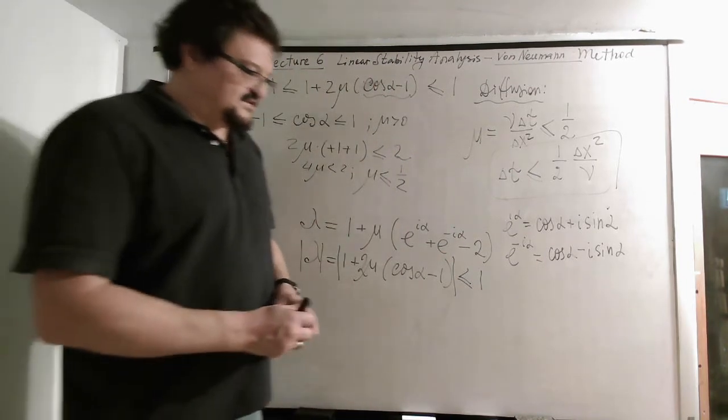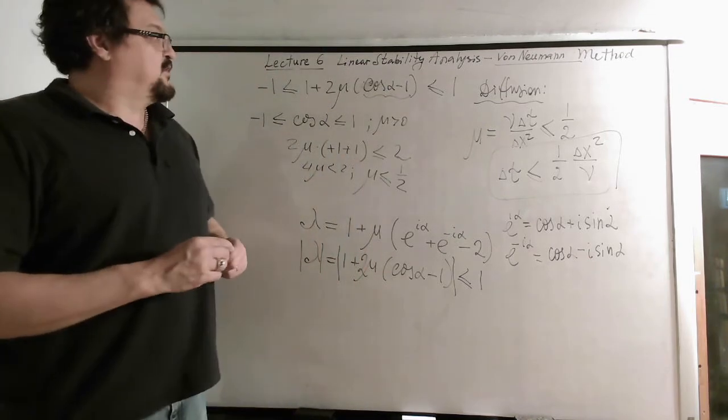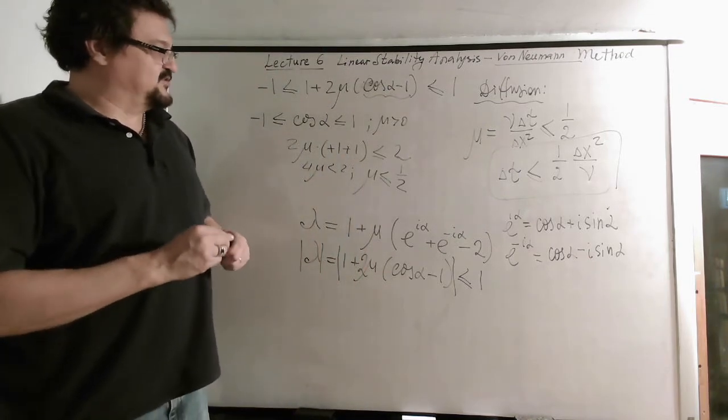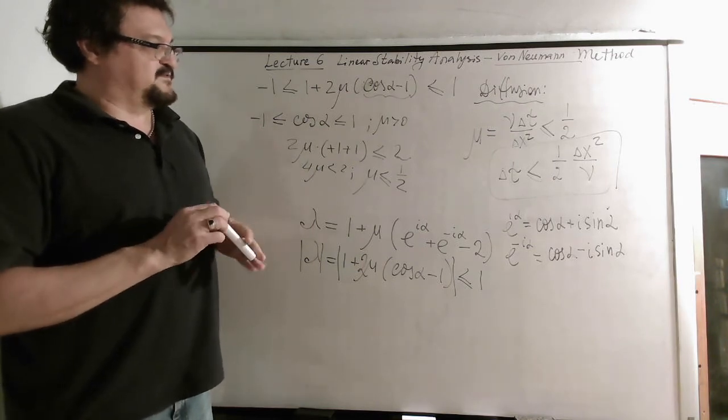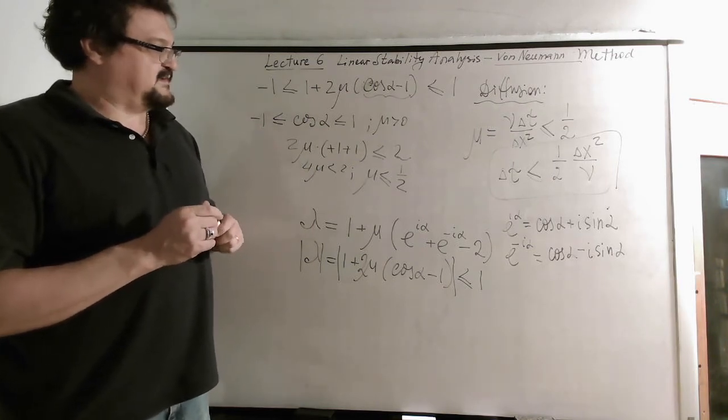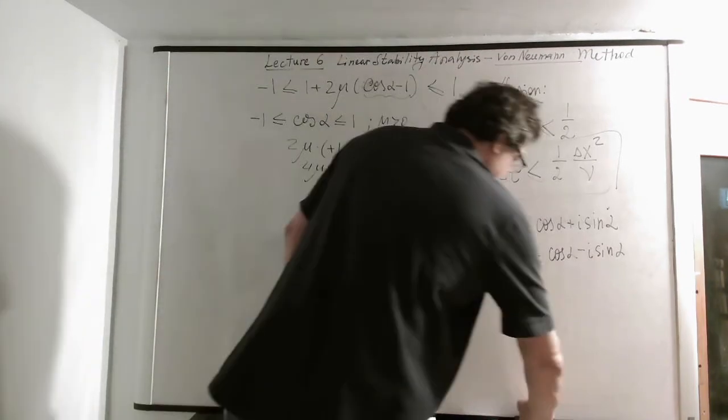Okay, so that's another example of stability analysis using the von Neumann method for this case of diffusion.